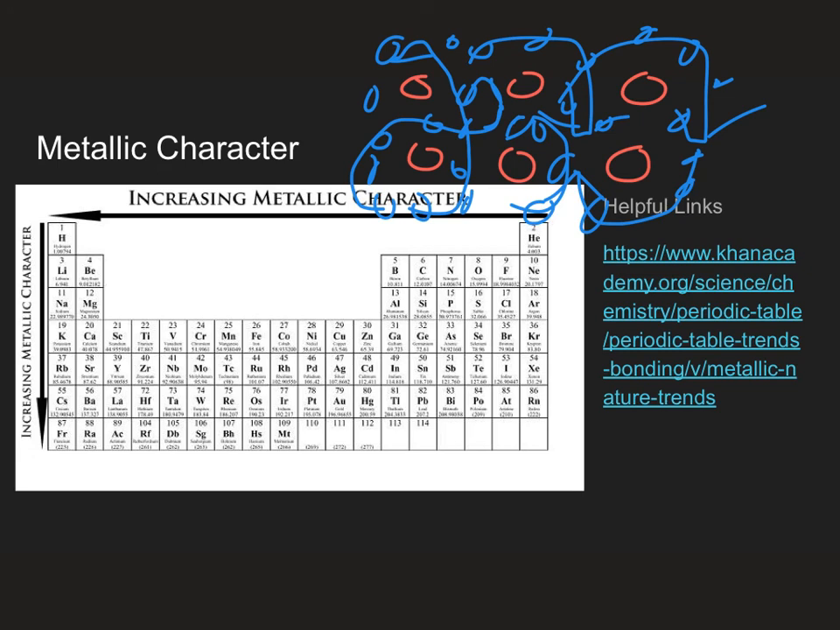So this electron sea is really the thing that we want to keep an eye on when we're talking about metallic characteristics. And it increases as you go to the left and as you go down the periodic table.